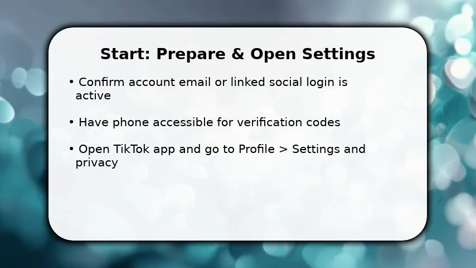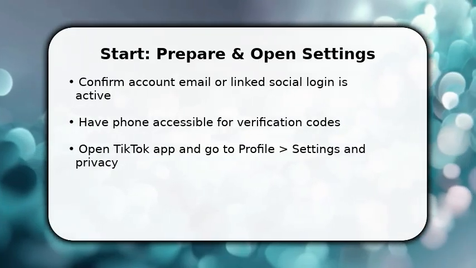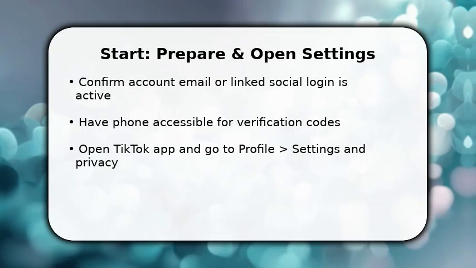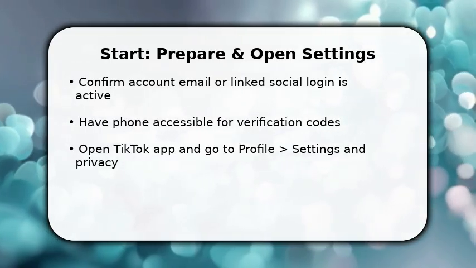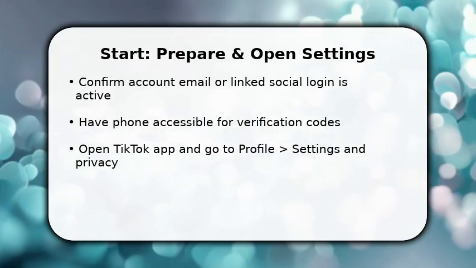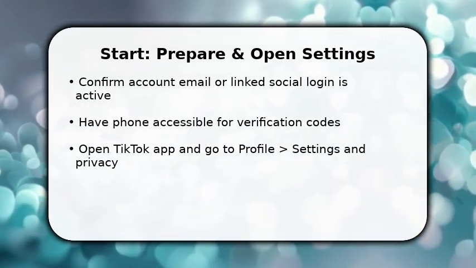You're starting with what matters: confirmed access. First, make sure your account has a working email or connected social login so you won't lose access when removing a number. Open TikTok, tap Profile, then the three-line menu and choose Settings and Privacy. Once there, go to Account Management immediately and locate Phone.